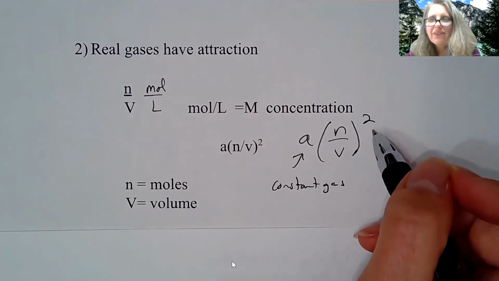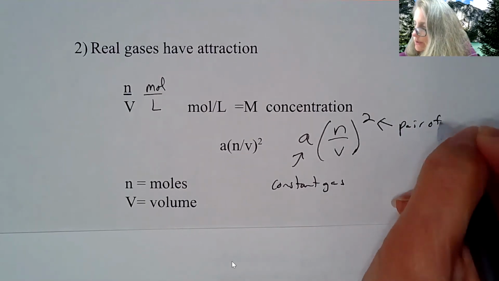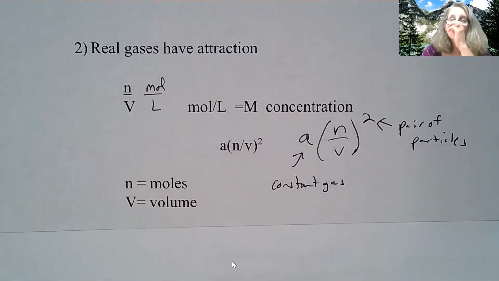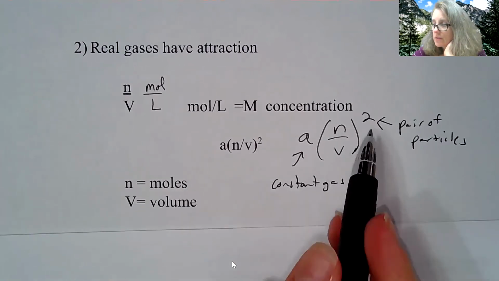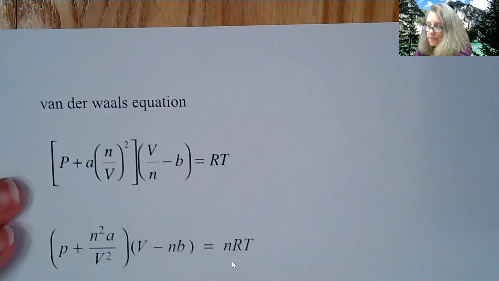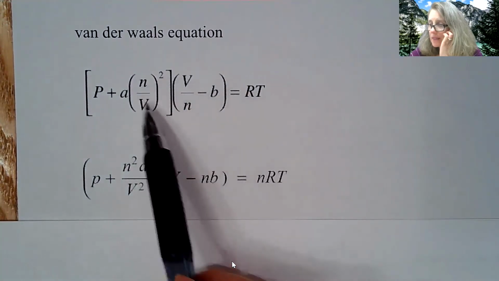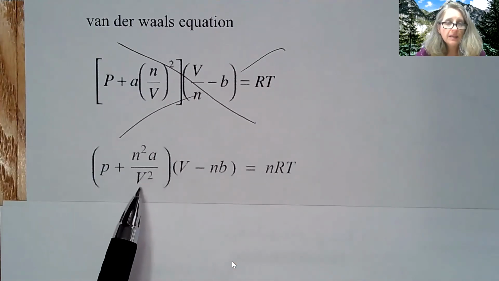So why would it have to be squared? Well, that's because you need a pair of particles in order to have attraction. In order to have attractive forces, you need at least two particles. That's why you're always going to be squaring the concentration. So this is going to be part of what we call the van der Waals equation. The van der Waals equation that I've given you, the way it's written, I don't like as much as I have in this example.